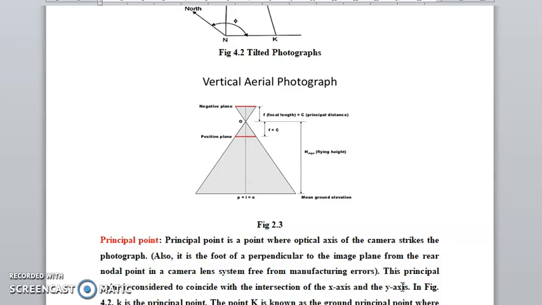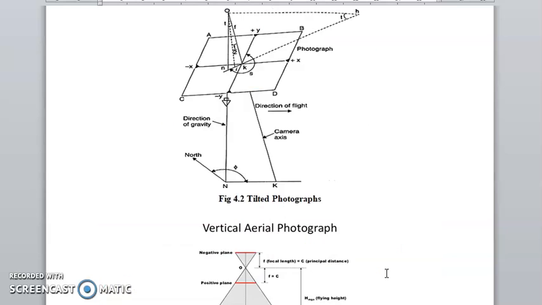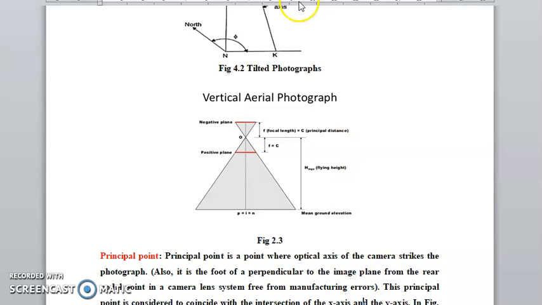Now, principal point. Principal point is the point where the optical axis of the camera strikes the photograph. Also, it is the foot of the perpendicular to the image plane from the rear nodal point. In a camera lens system free from manufacturing errors, this principal point is considered to coincide with the intersection of the x-axis and y-axis. In the figure, K is the principal point. The point K is known as the ground principal point.